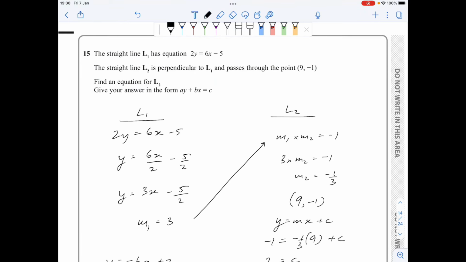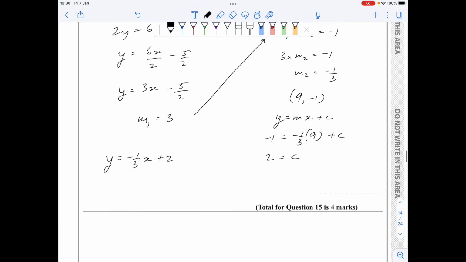There is no indication whether a, b, and c should be integers. So a third of x plus y equals 2 would be a valid answer.